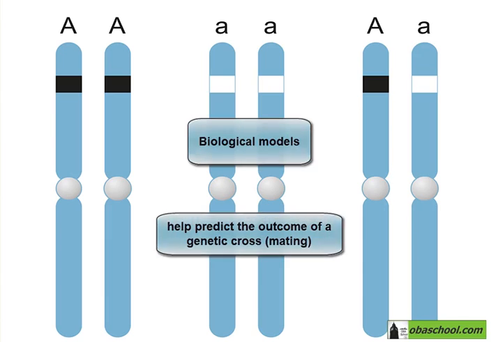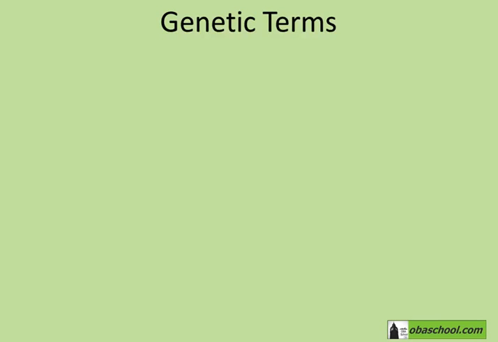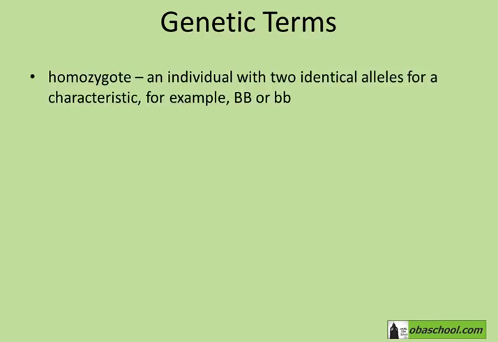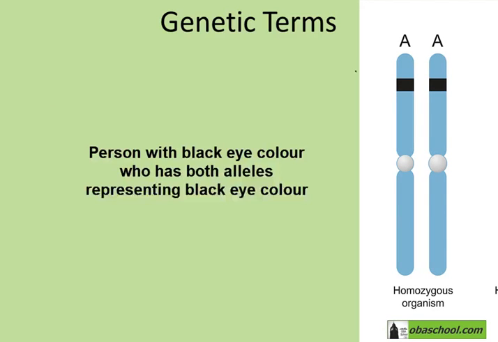These are the genetic terms you will need to know before we discuss genetic crossings. A homozygote is an individual with two identical alleles for one gene. So, for example, a homozygote would be a person with both alleles for black eye color. We say this person is homozygous for the eye color gene, or homozygous for black eye color.